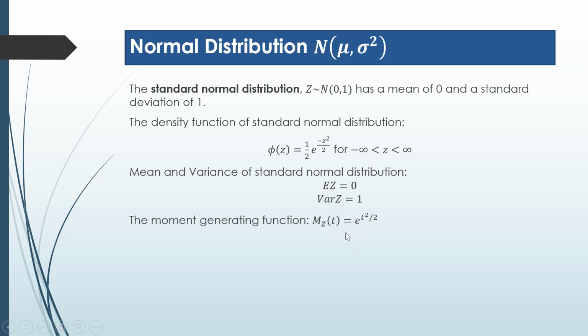This one can be proved by integrating from negative infinity to infinity of e to the tx f of x dx. Here we use Z. By the way, for standard normal distribution, we usually use Z as the notation. For the general normal distribution, we can use any capital letter, but for standard normal distribution, usually we use Z.